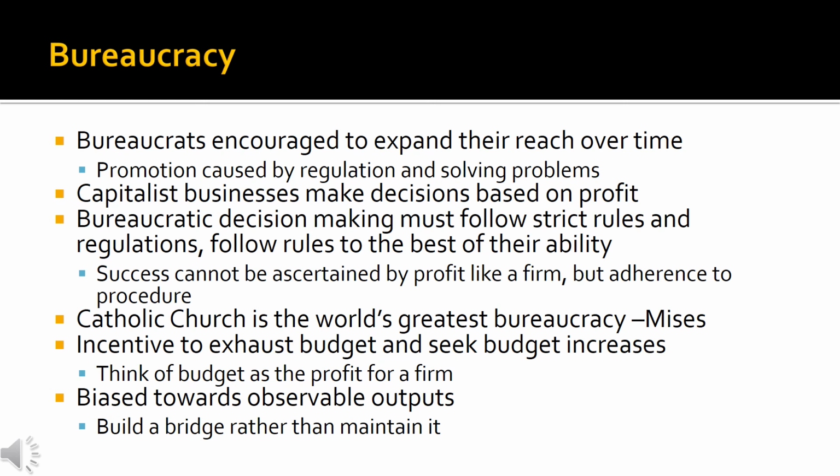Now, bureaucracies also have an incentive to exhaust their budget and to seek budget increases. Now, imagine the budget is a profit of a firm. The best example I can think of from pop culture is the episode of The Office where the branch has a surplus in their budget, and Michael has to decide how to spend it. Because, as Oscar tells him, if they think it only costs a certain amount of money to run the branch because you saved money this year, they're going to give us less money next year to run the branch. So it was his job to spend it at the last second.